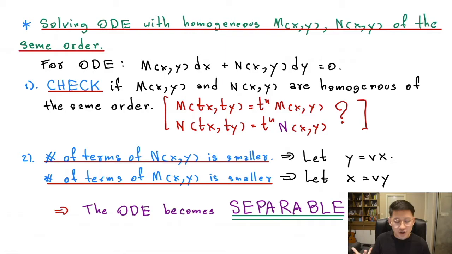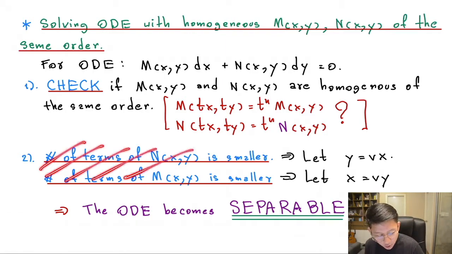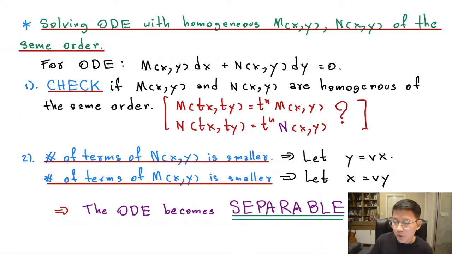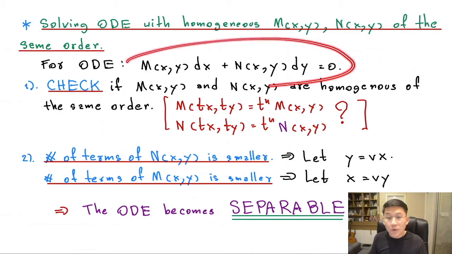Okay, actually here it doesn't really matter. You can always let y be vx, and you can always be able to solve the problem. But it depends on the problem. It can be a lot harder. Okay, so for now, just stick with what I'm telling you. So you look at the number of terms of N and M. So if N is smaller, you let y be vx. And if M is smaller, you let x be vy. And then you substitute y by vx or x by vy. And then the problem here will become separable.